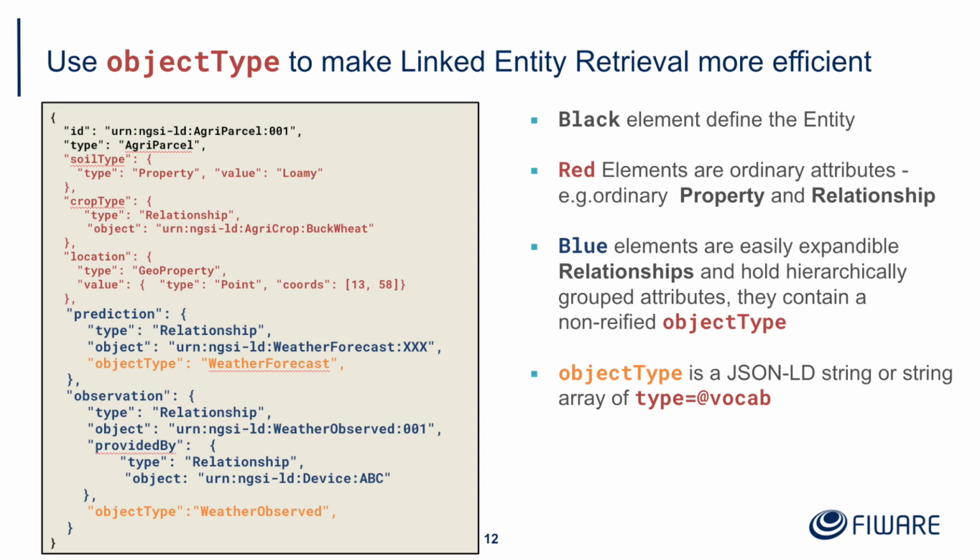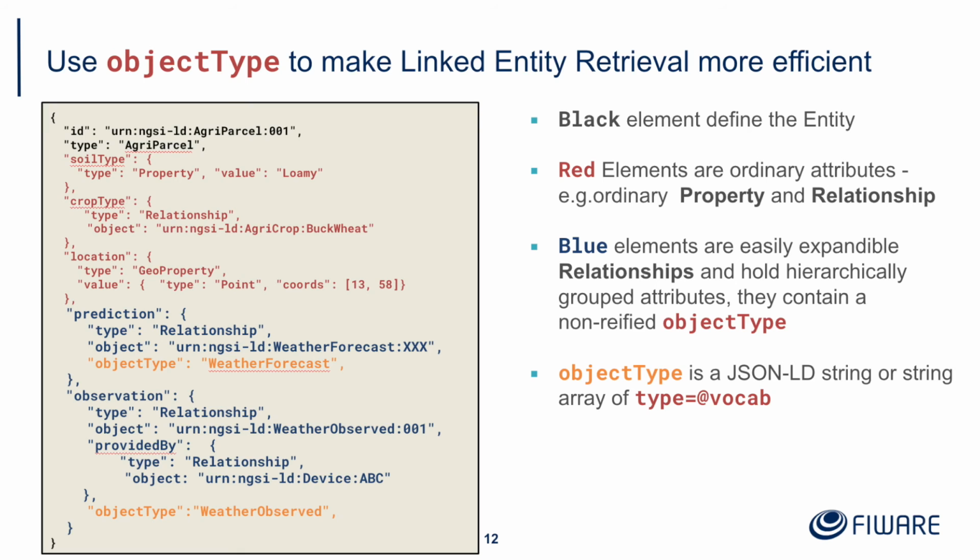This is the way you'd set up the linking entity. The linking entity has obviously a couple of relationships in there, but those relationships should have a non-reified attribute called object type. This makes life easier to retrieve data further down the line, and you can see that when I follow this node in the knowledge graph, I would expect to find at the end of the prediction a weather forecast, or at the end of the observation the other.